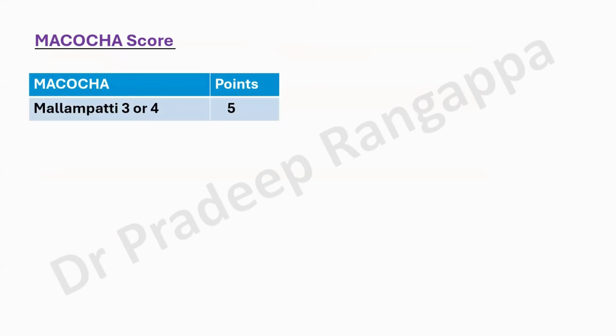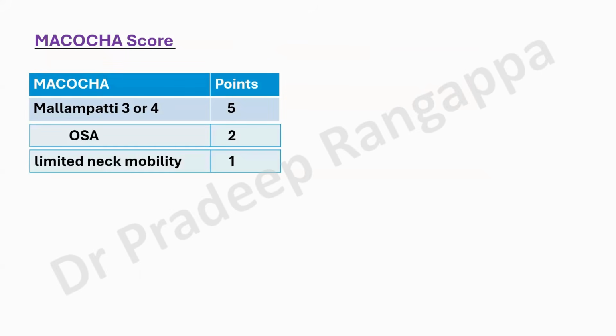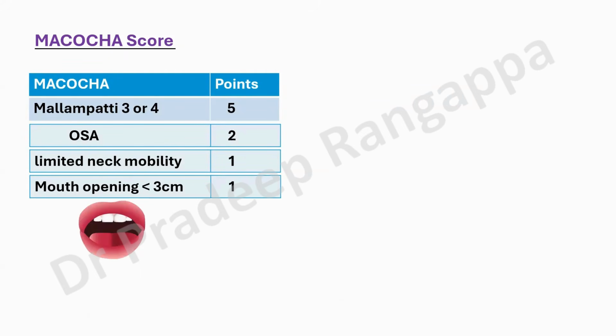The most accepted grading for intubation is the MACOCHA score. MACOCHA score has Mallampati: if someone has 3 or 4, you get 5 points. OSA gets 2 points. Limited neck mobility gets 1 point, and mouth opening less than 3 centimeters gets 1 point. So with the MACOCHA score we basically divide into either less than 3 or more than 3. If it is more than 3, you could possibly anticipate some difficulty in intubation, and it's better to have some help.